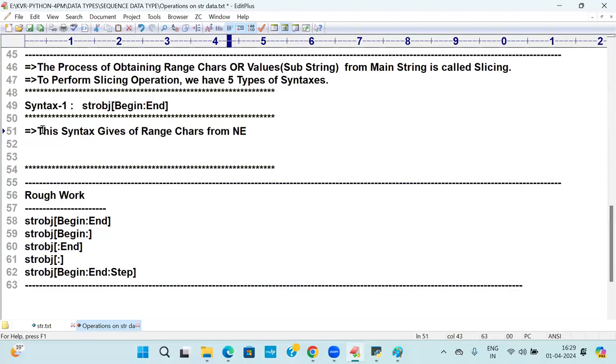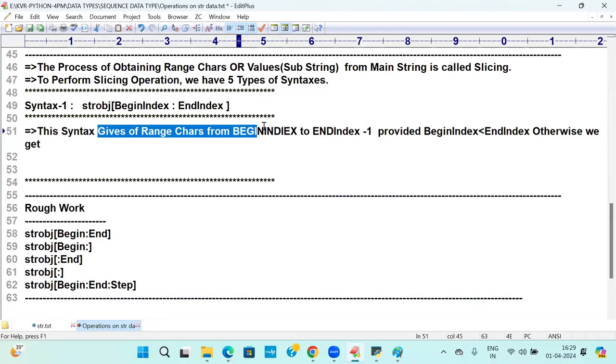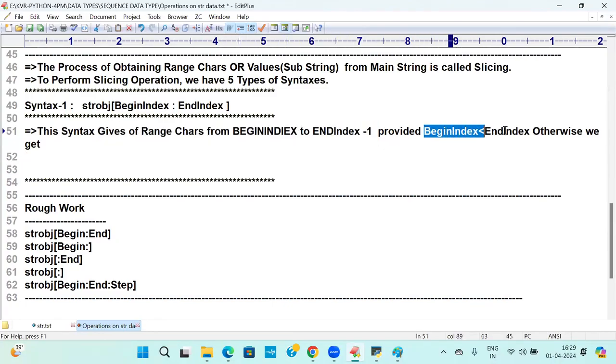This syntax gives a range of chars from begin index to end index minus 1. Here I can write begin index colon end index: begin index to end index minus 1, provided begin index is less than end index. Otherwise, that means if it is not satisfied, we get nothing, just empty space. This syntax gives a range of chars from begin index to end index minus 1, provided begin index is less than end index. Otherwise, we get empty space. As a result, this is very, very important.